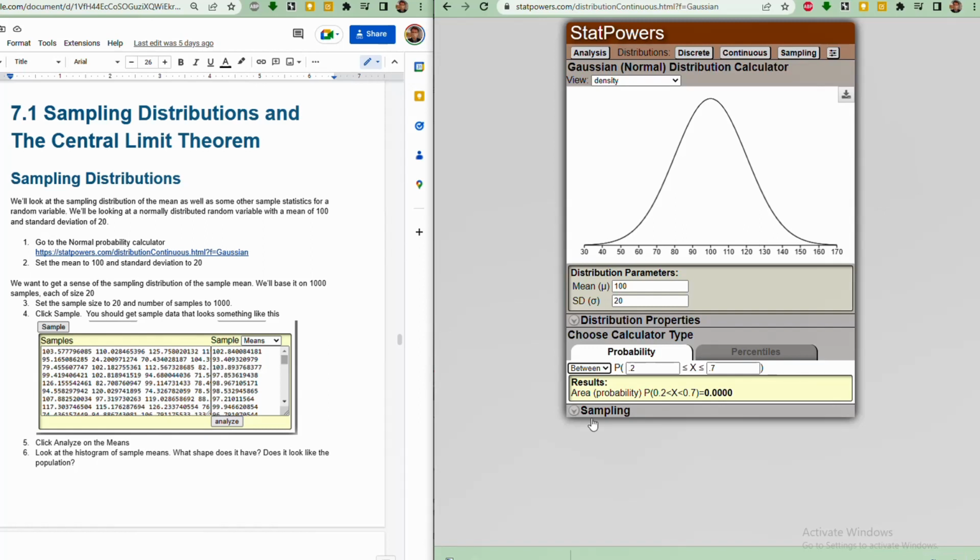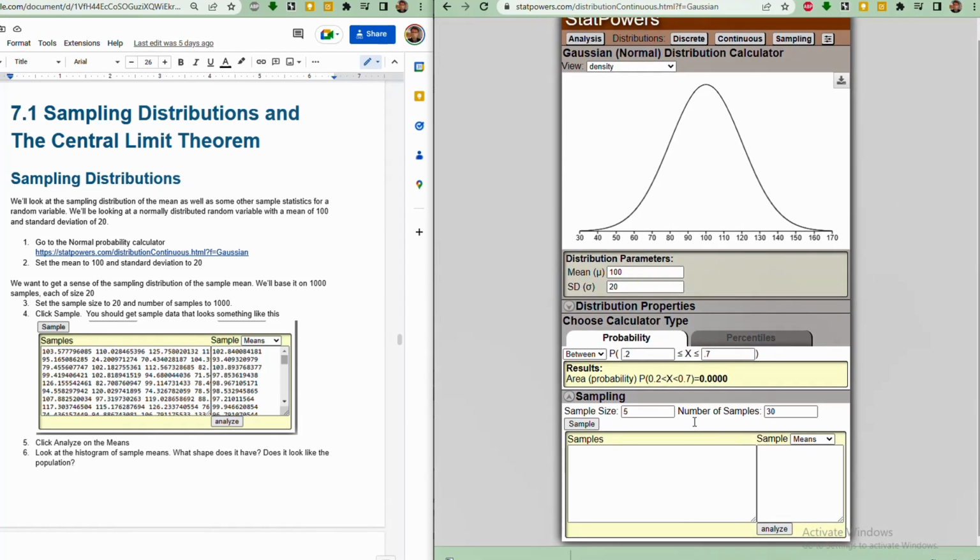So let's continue on. We're going to be doing some sampling, and we're going to look at samples of size 20. So open up the sampling panel, and we're going to set the sample size to 20 and the number of samples to big. It's going to be 1,000. Some large number will do the trick. Now I'm going to sample and generate a whole bunch of data.